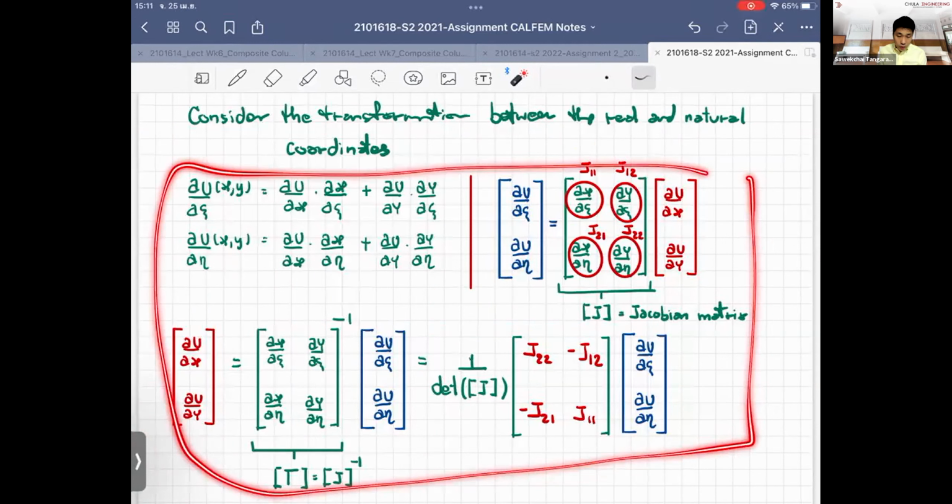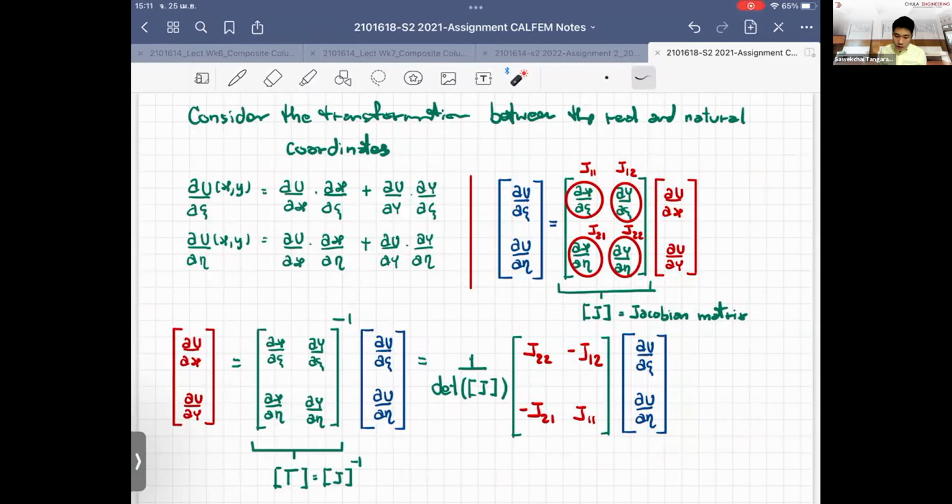I will not go through all the equations because I believe you have learned it before. Basically we have the displacement in terms of the real coordinate x and y, and we want to take the derivative of the displacement in terms of the natural coordinate. So we use the chain rule. When we use the chain rule, we can just rearrange the terms in the matrix and vector forms. We have in one column the derivative of u and v.